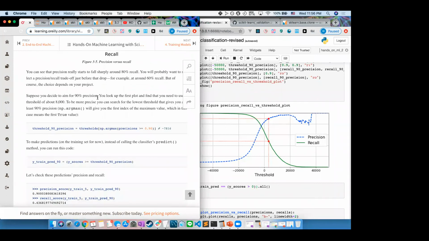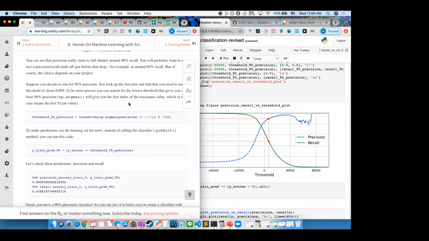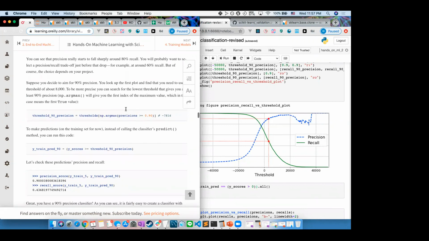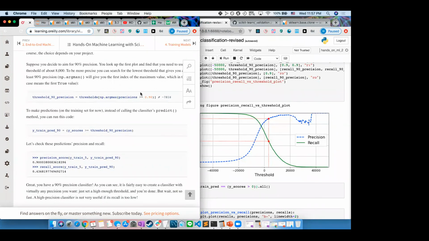Suppose you decide to aim for 90% precision, you look up the first plot and find that you need to use a threshold of about 8,000. To be more precise, you can search for the lowest threshold that gives you at least 90% precision, and using numpy.argmax will give you the first index of that condition happening. And it will just give you the threshold when that happens.